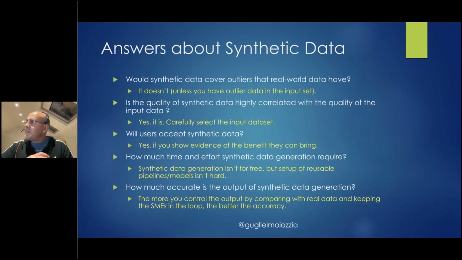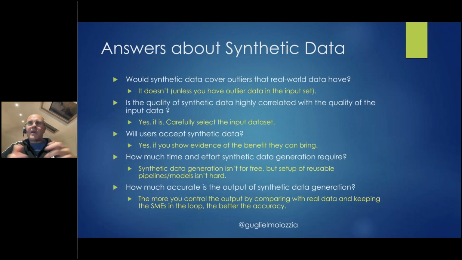So in the next slide, there are answers to some questions that people typically ask about synthetic data. The first question is whether synthetic data generated through a deep generative model architecture covers outliers that happen in real-world data. Unfortunately, this doesn't happen unless you already have outliers in the input set, which was the case for us in one of the training sets for some categories for the variational autoencoder, but that doesn't mean you will have this.